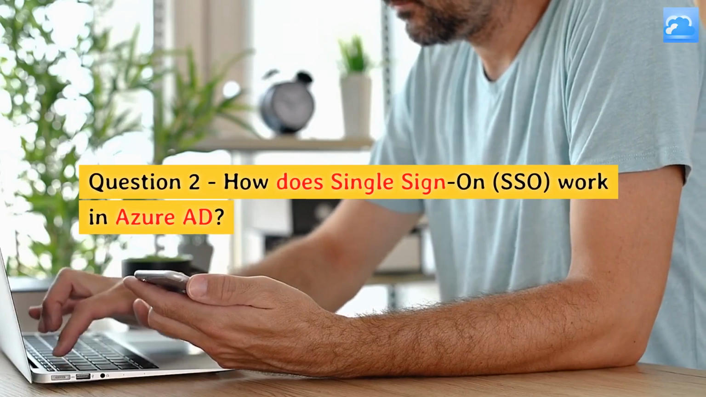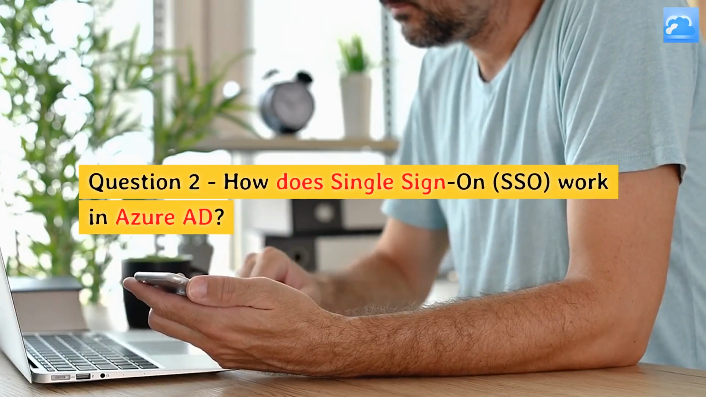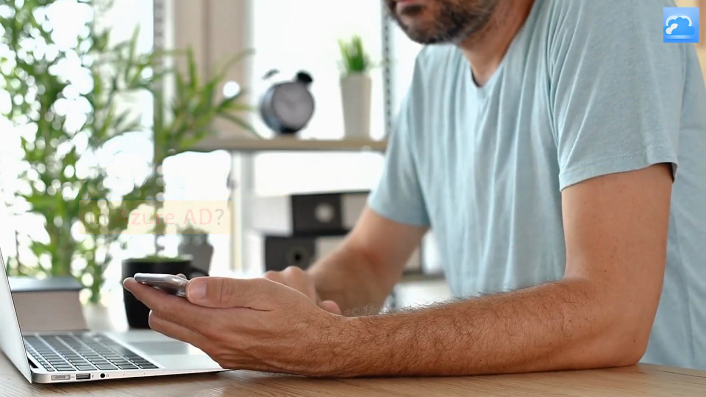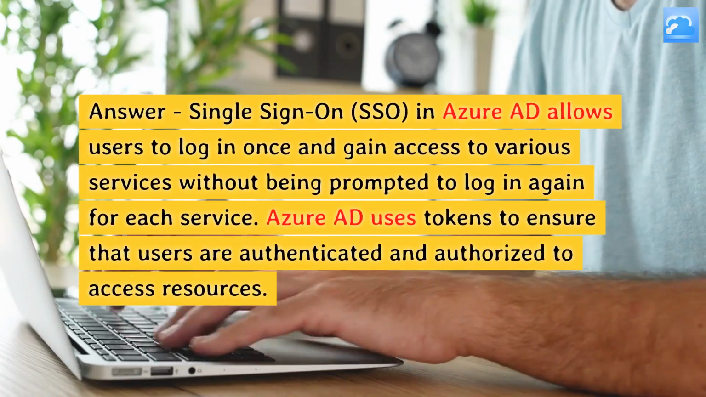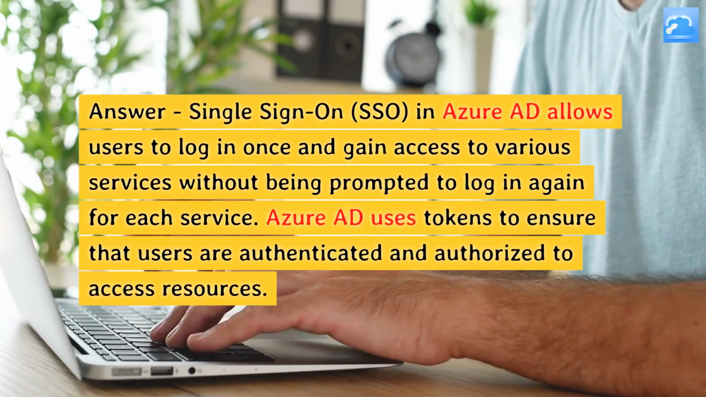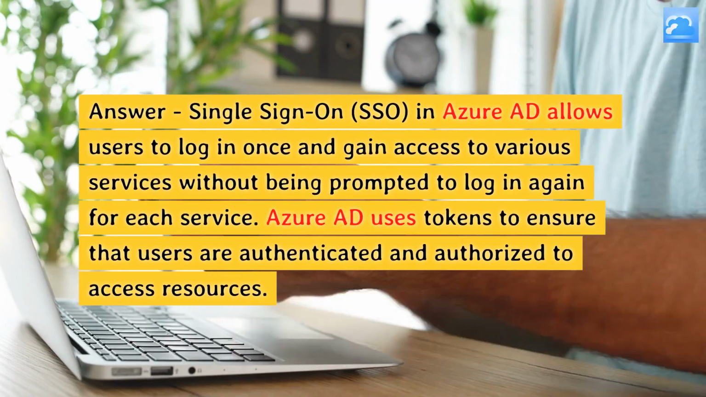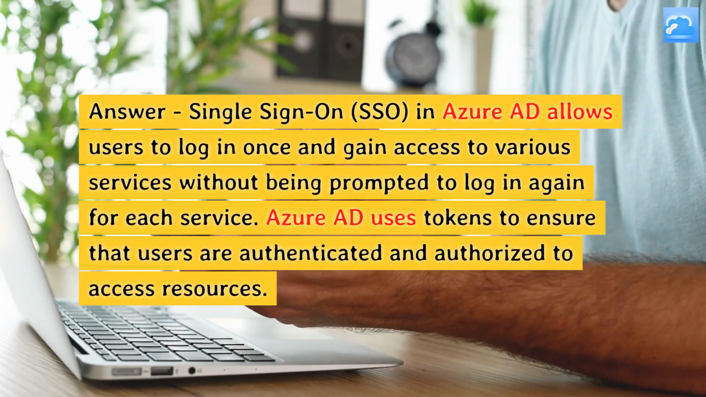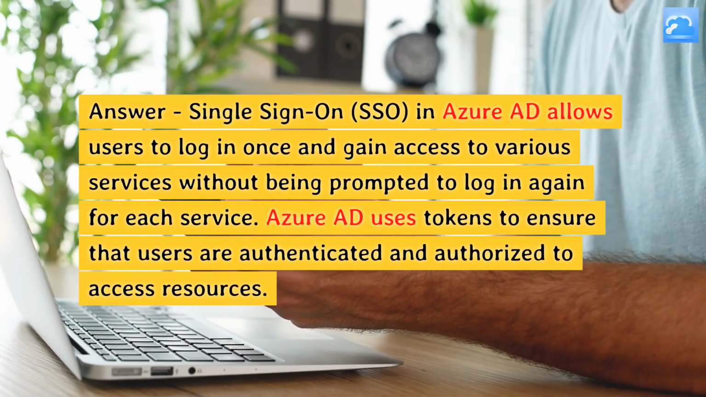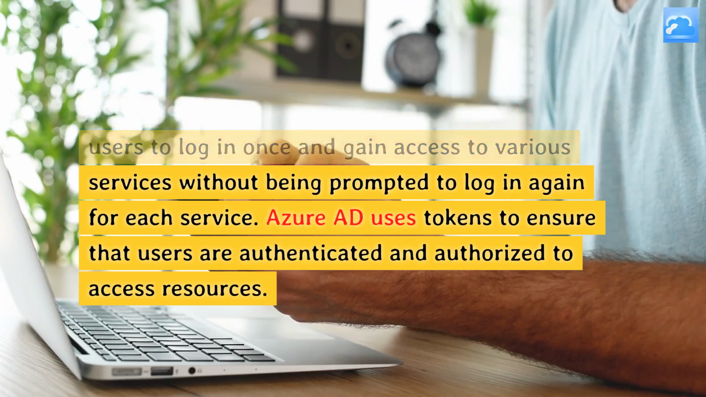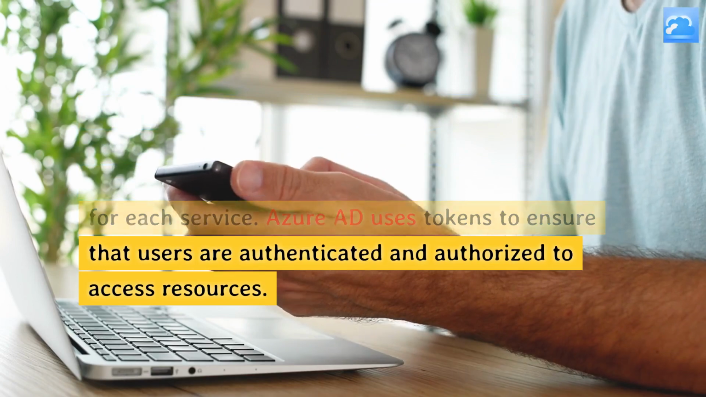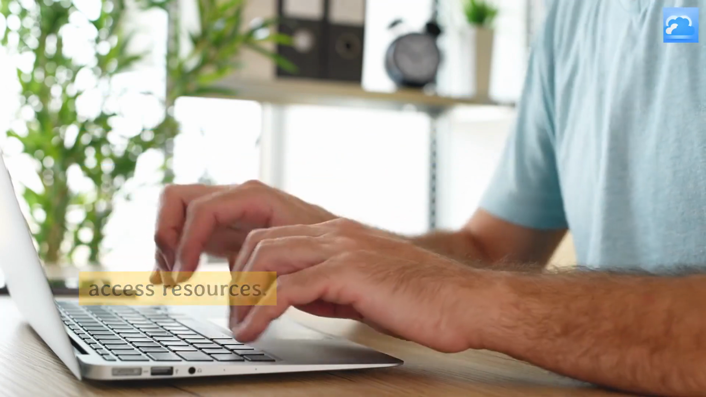Question 2. How does single sign-on, SSO, work in Azure AD? Answer. Single sign-on, SSO, in Azure AD allows users to log in once and gain access to various services without being prompted to log in again for each service. Azure AD uses tokens to ensure that users are authenticated and authorized to access resources.